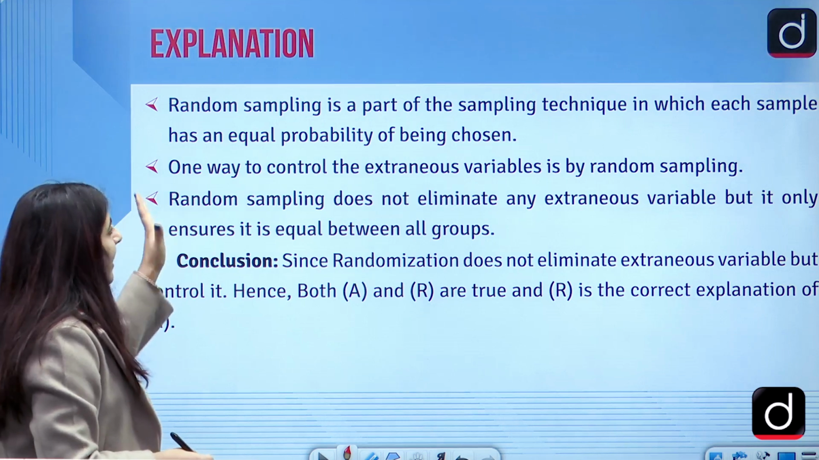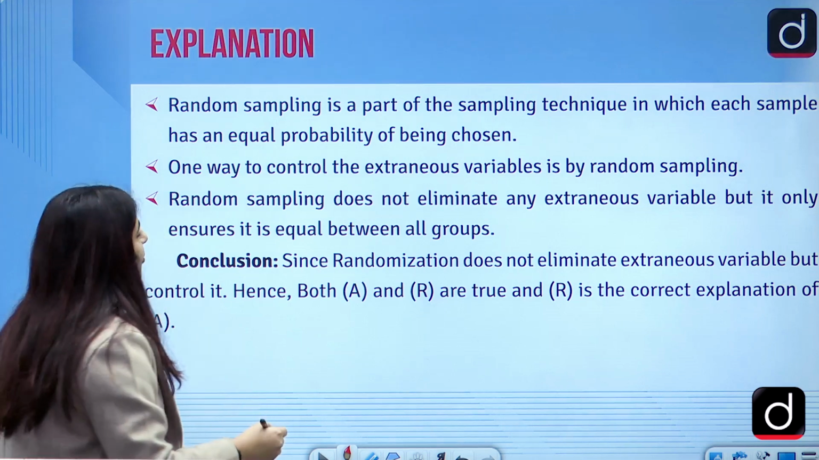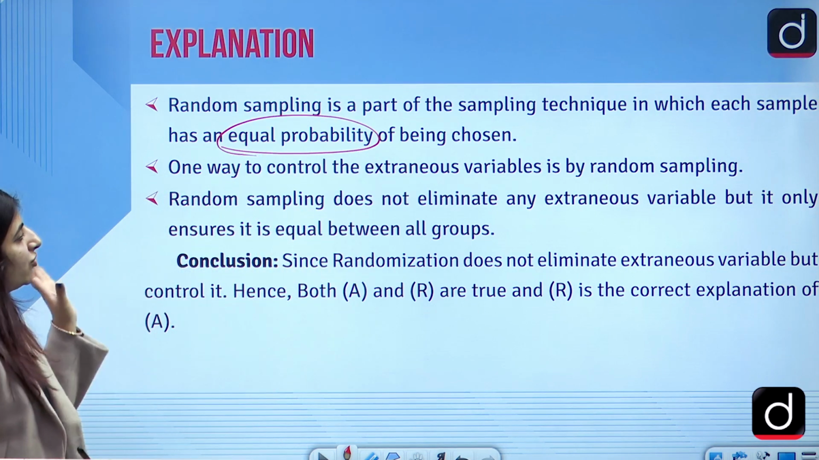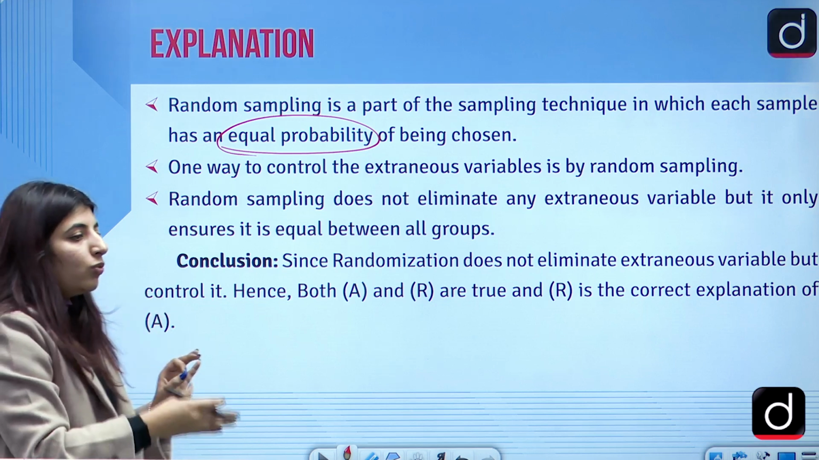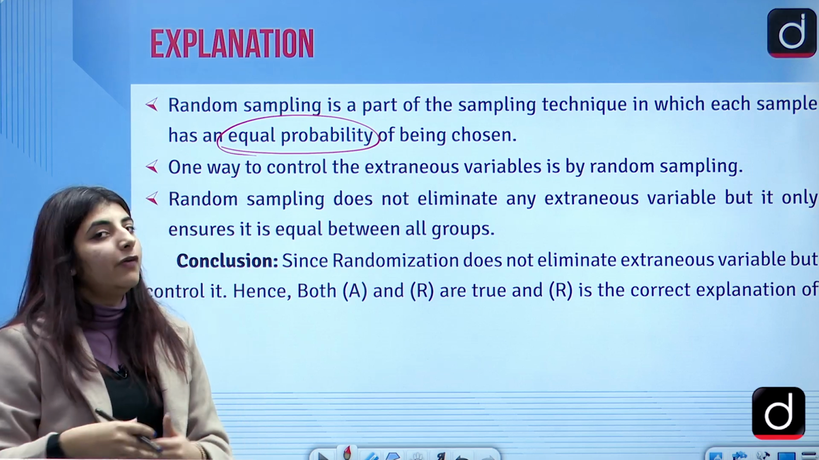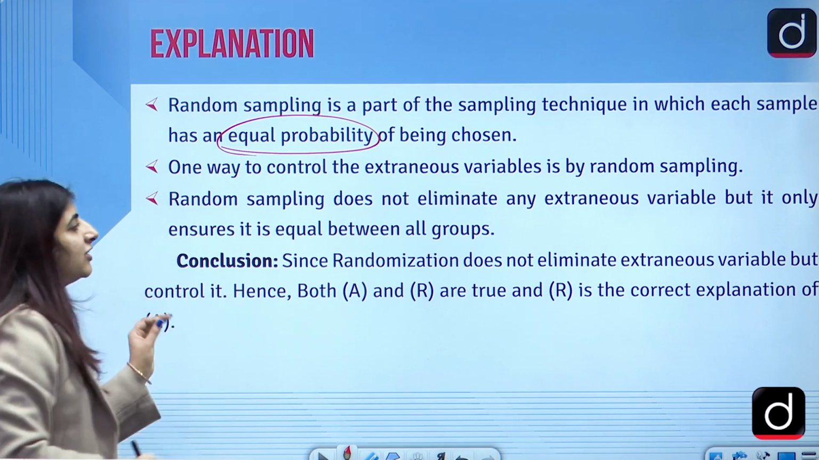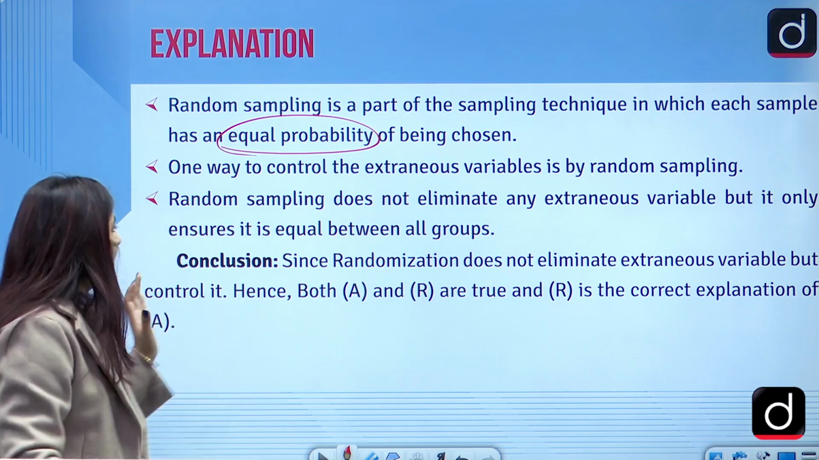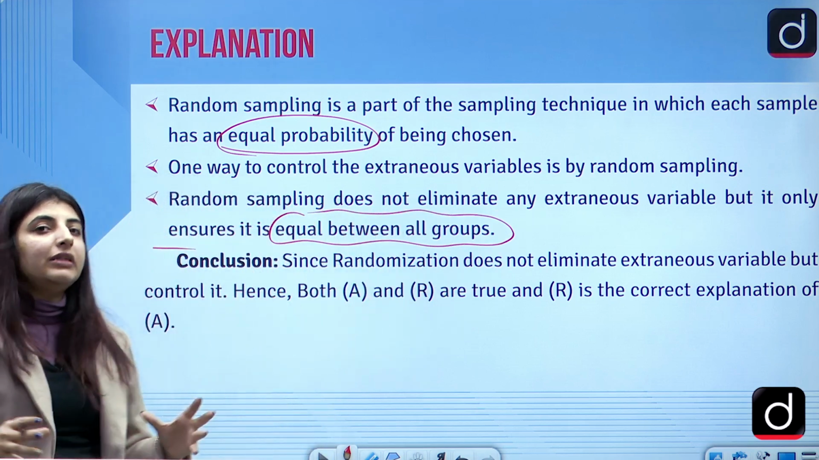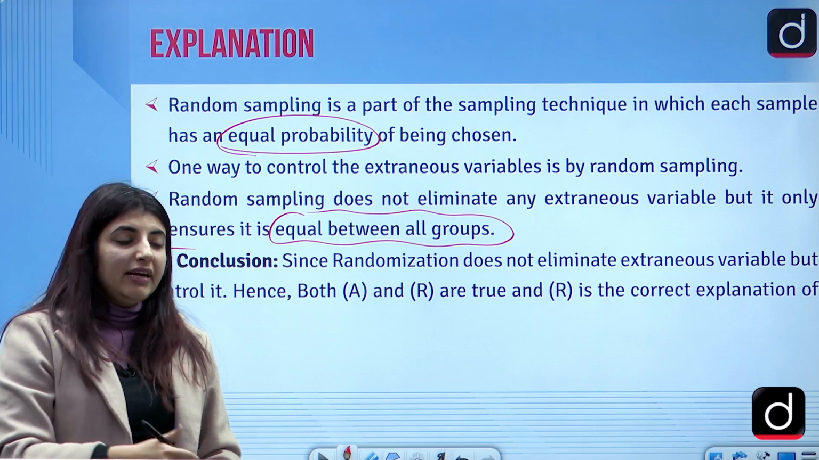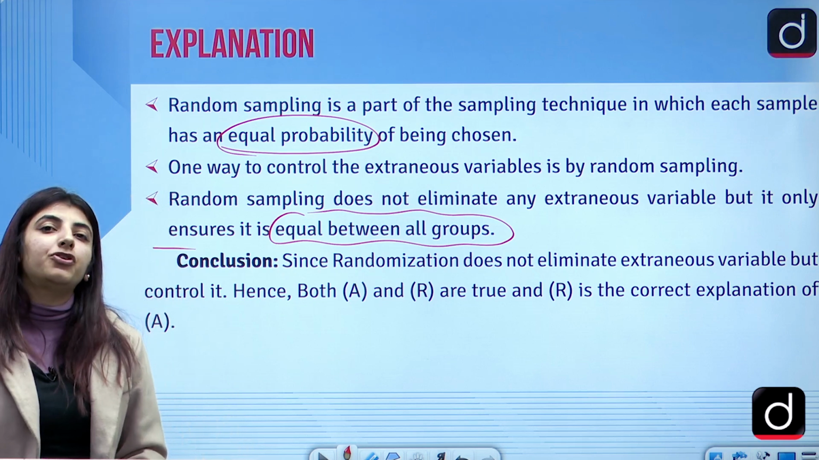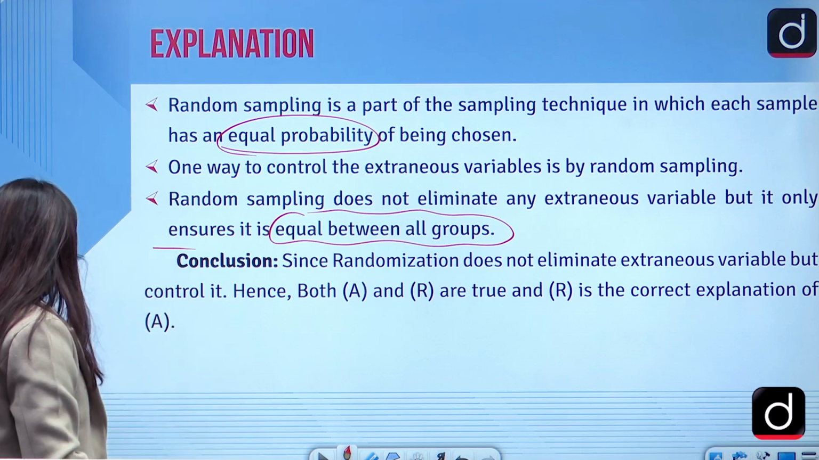Correct? Random sampling is a part of a sampling technique in which each sample, as I told you, has an equal probability of being chosen. One way to control the extraneous variable is by random sampling. You are choosing only the questions, or only the samples, randomly, out of nowhere. Correct? Random sampling does not eliminate any extraneous variables, but it only ensures they are equal between all groups. Right? So all the students will be given the same questions. The extraneous variables would not directly be controlled here, but we will try to do it with the usage of randomization. Correct? Hence, both of them are correct.